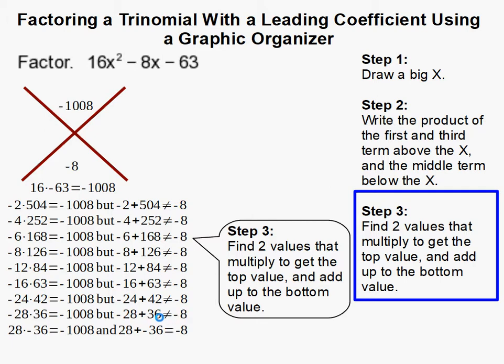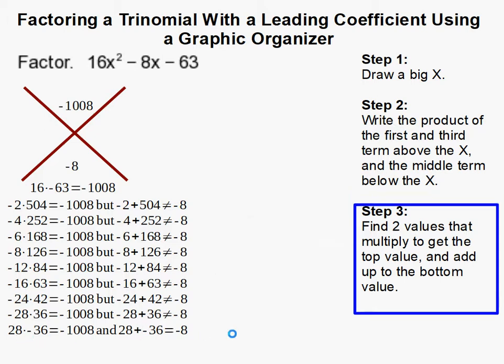So all you have to do then is what? Switch the signs. So positive 28, negative 36 gives me the same negative 1008, and then you switch the signs to get the middle term. So now I have my two numbers that I need: 28 and negative 36. Alright, so let's go to step 4 now.